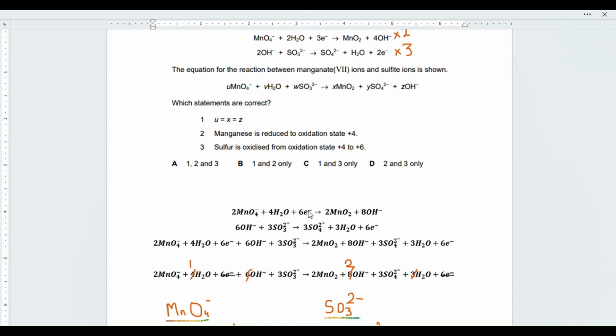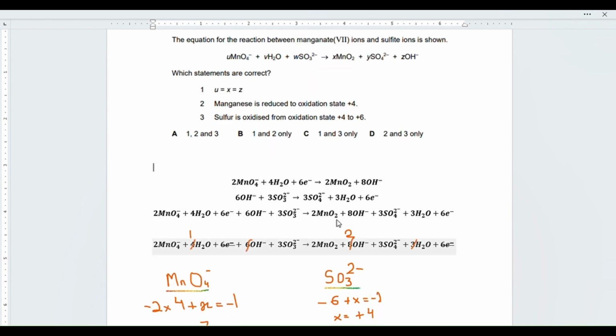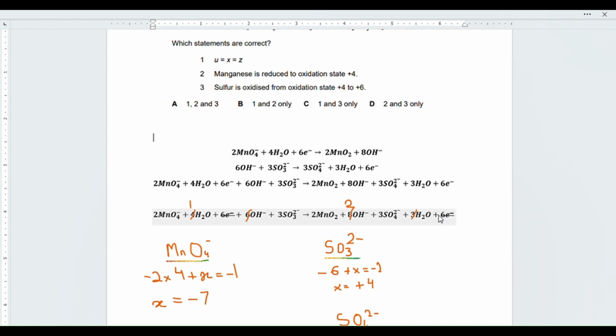So this is the left hand side. The left hand side gets added to the left hand side over here, and the right hand side gets added to the right hand side over here. I can see some terms just end up cancelling out. This gets cancelled out and then this gets cancelled out. So that's how it works.